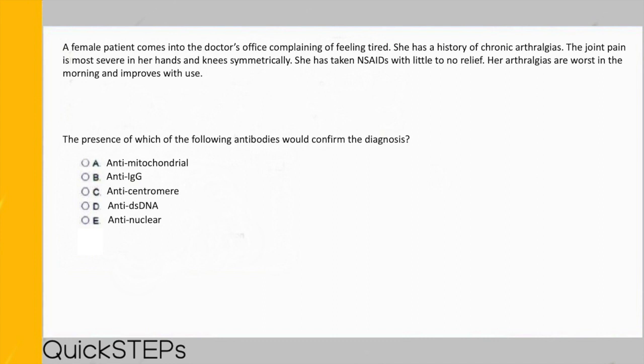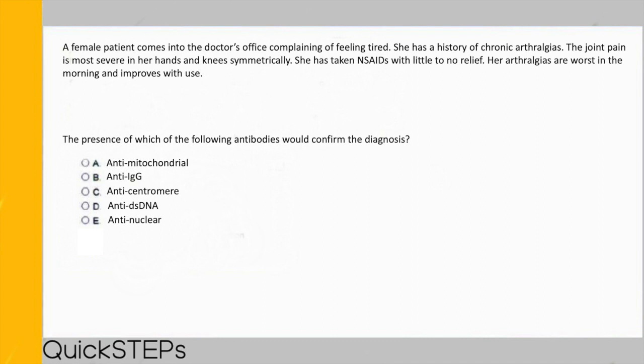No, it doesn't. How about anti-IgG? Do you know another name for anti-IgG? I bet you do. So anti-IgG is also known as rheumatoid factor. Rheumatoid factor is actually an IgM immunoglobulin that targets IgG, and that's found in a couple of conditions.